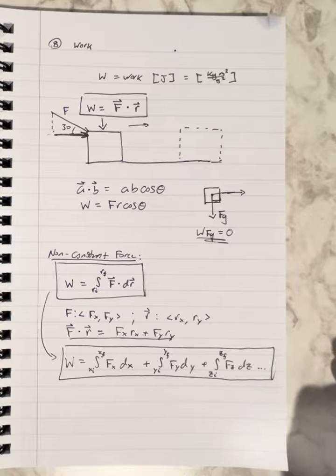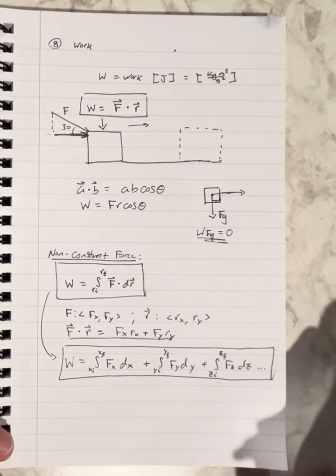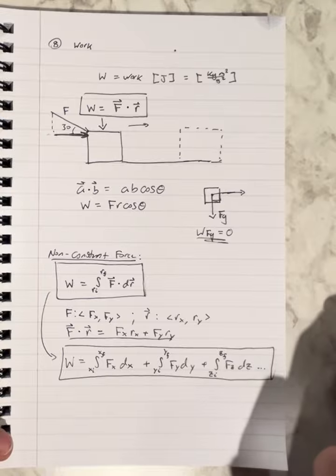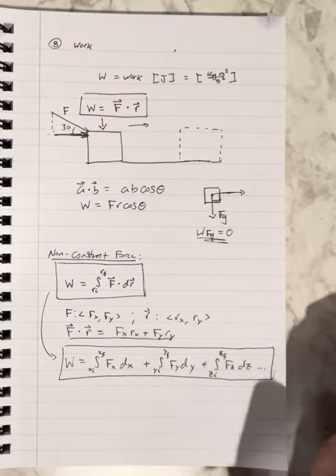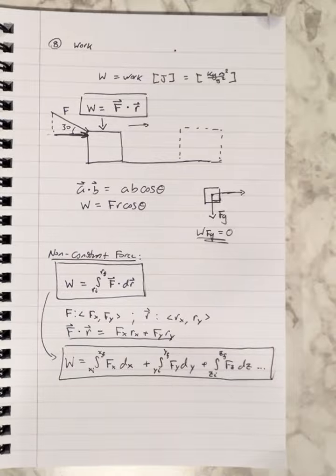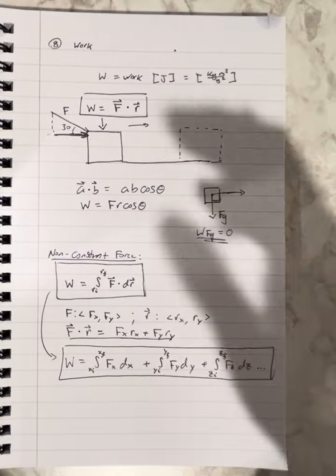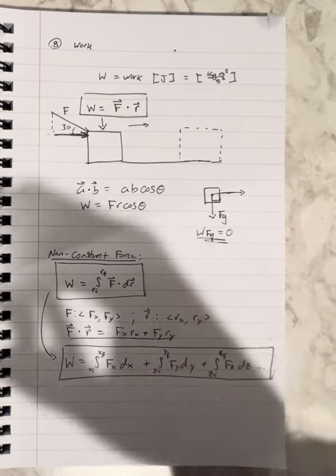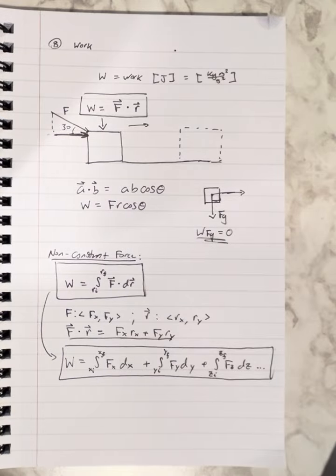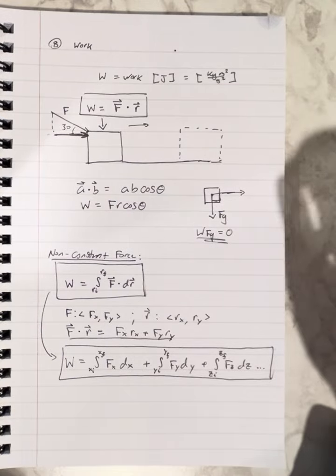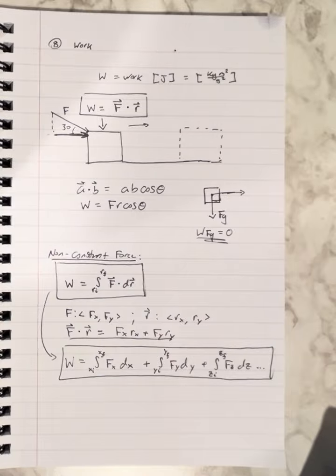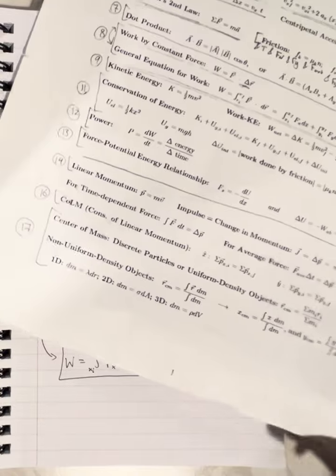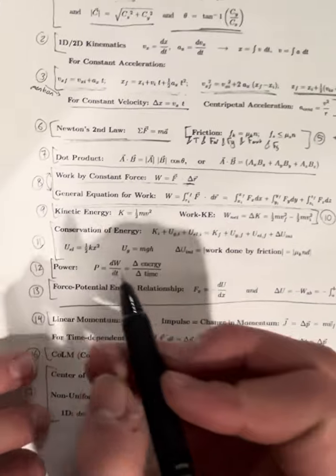All right, so this is all I have for work. Work is going to be really important when we start talking more about energy, because we're going to have to find the loss of energy in a system due to work done by external forces, and we're also going to talk about how work relates to kinetic energy and potential energy and how we can use that to our advantage solving systems.